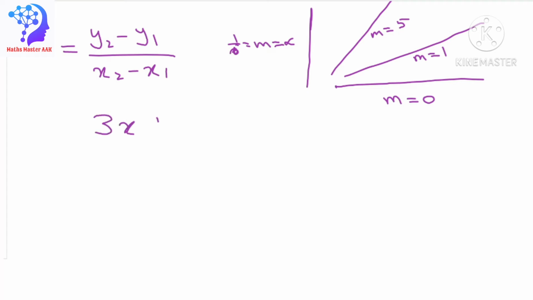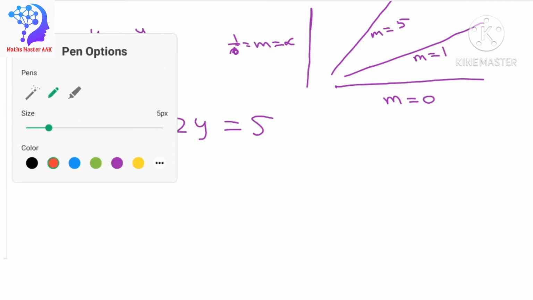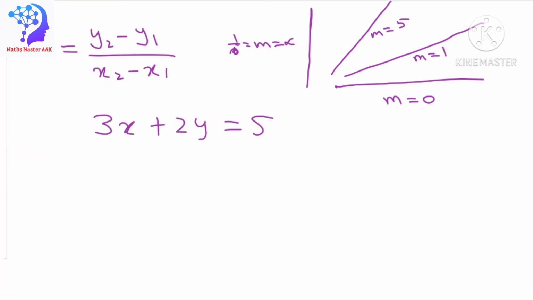3x plus 2y is equal to 5. With the help of this, how can you find the gradient of this line? You can write this in the form of the standard equation. The standard equation is what? y is equal to mx plus c. So in the case of a line, you will convert your equation into the form of this standard equation by arranging the coefficients and variables.